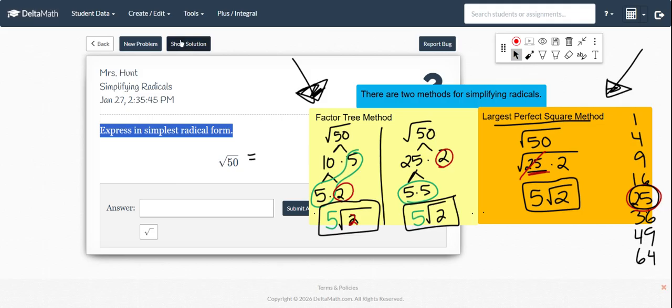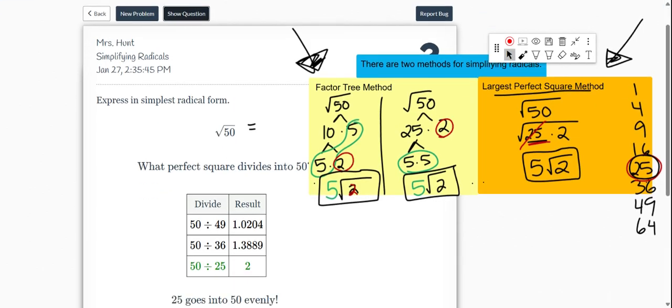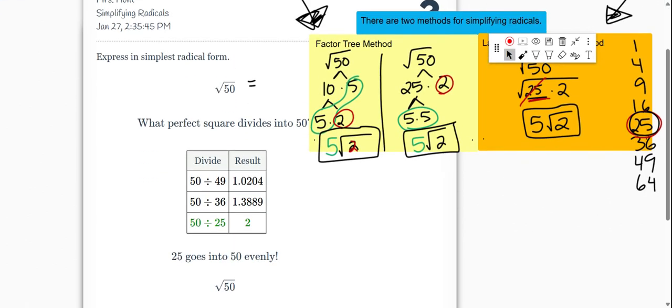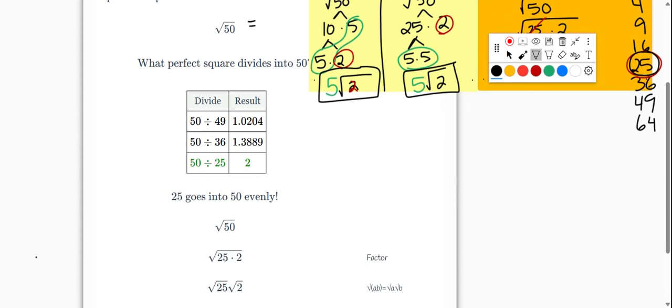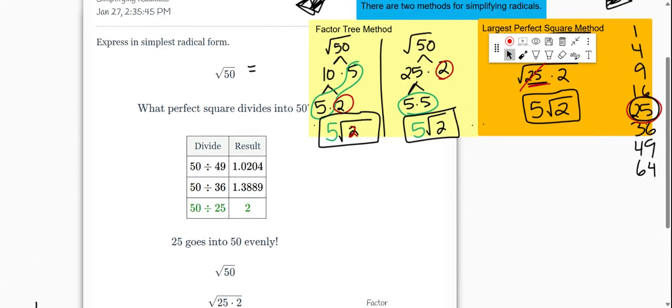Before we do one more, I'm just going to hit Show Solution real quick. I want to show you what Delta Math does. Delta Math will do the orange sticky note way, which is the largest perfect square method. But they actually go so far as to make a table. And they're like, what perfect square divides into 50?